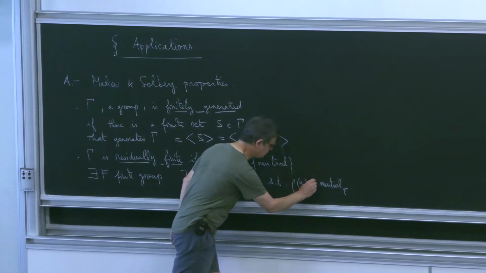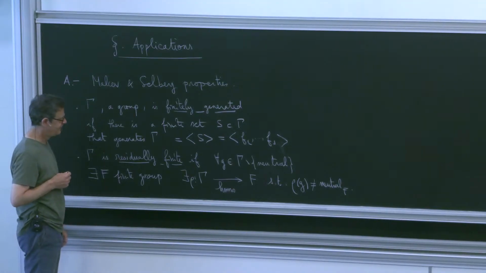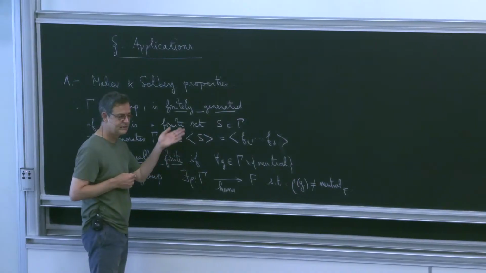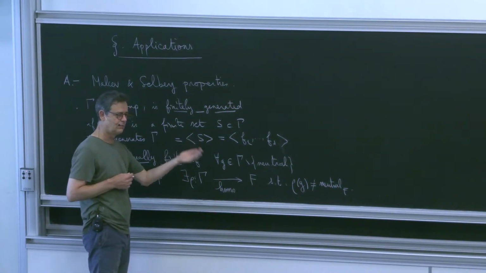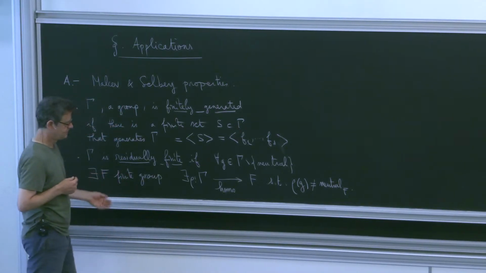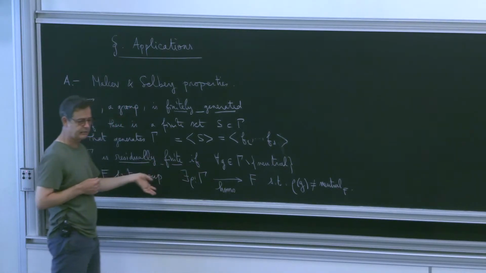An element is a neutral element if and only if it's a neutral element in all finite quotients of gamma. So in fancy words, gamma embeds in its profinite completion.